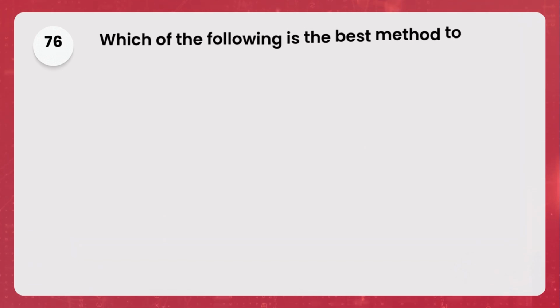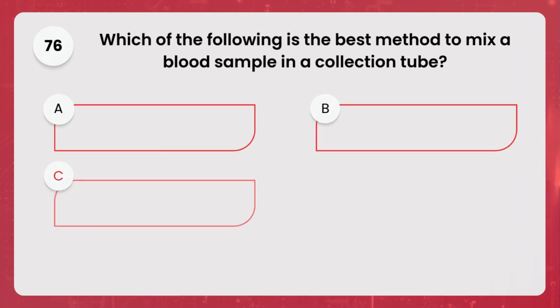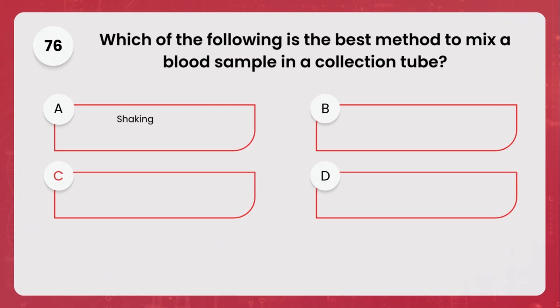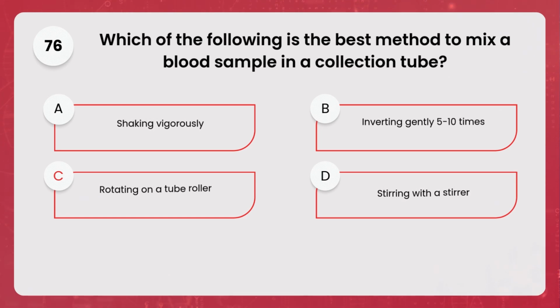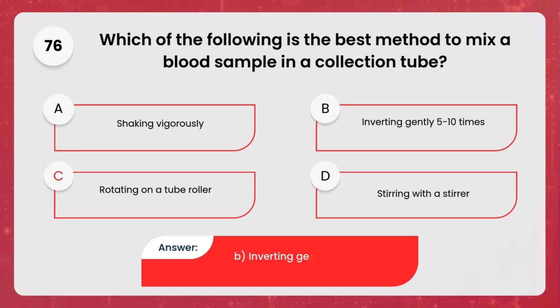Number 76. Which of the following is the best method to mix a blood sample in a collection tube? A. Shaking vigorously, B. Inverting gently 5 to 10 times, C. Rotating on a tube roller, or D. Stirring with a stirrer? The answer is B. Inverting gently 5 to 10 times.